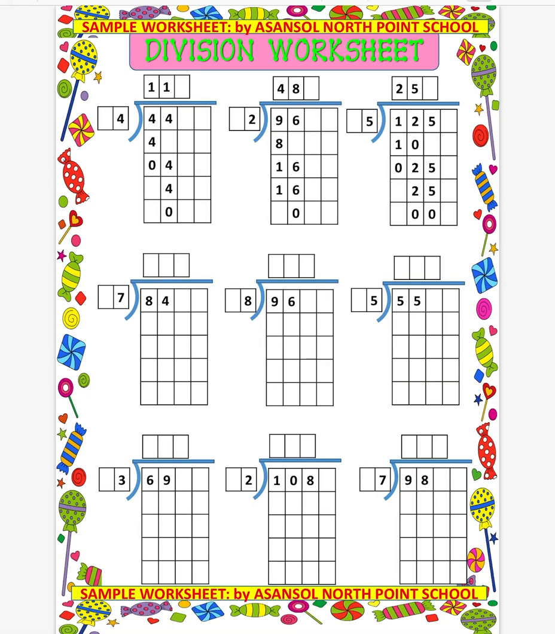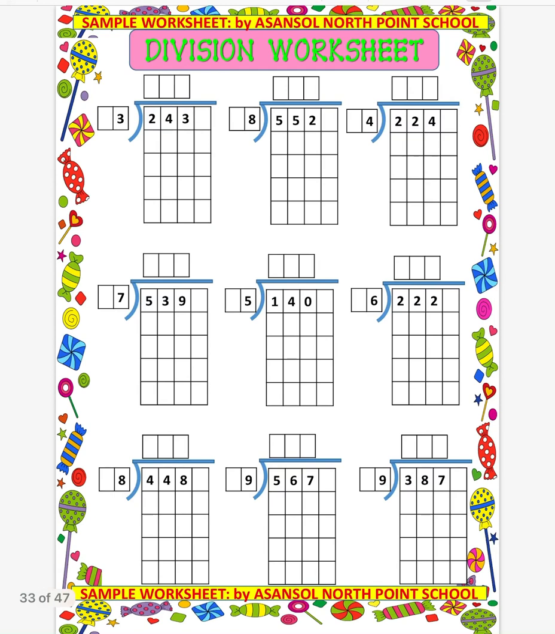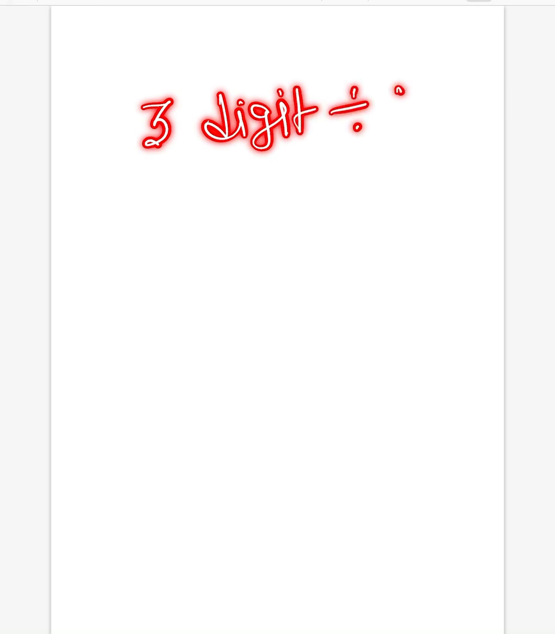Now in today's class, students, we have already seen how to divide a two-digit number by a single-digit number. Now in today's class we are going to see how to divide a three-digit number by a single-digit number. Okay, so let us take an example.